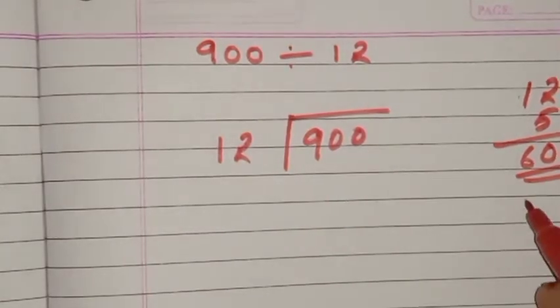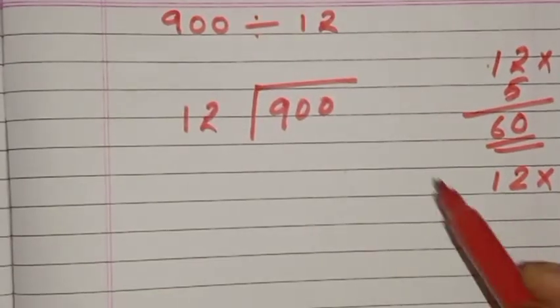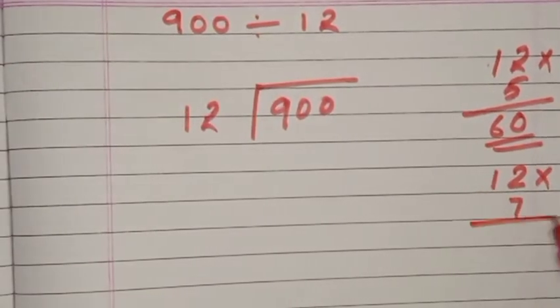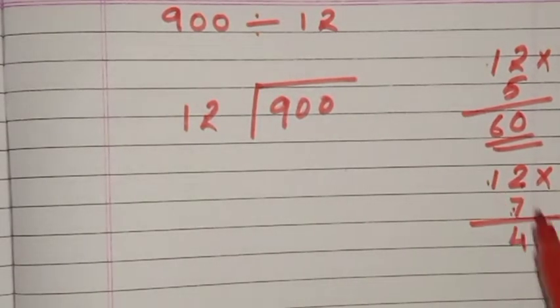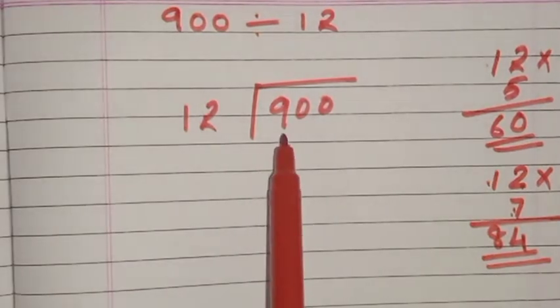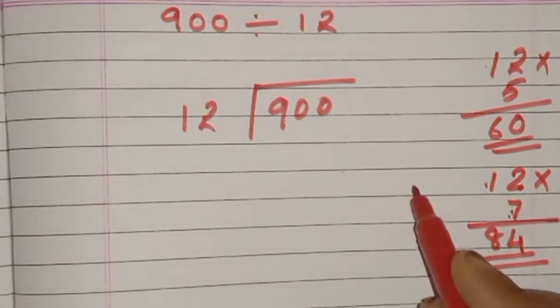Then you take 12 into 7. 7 2s are 14, balance 1. 7 1s are 7, 8, 84. So here 84 is also less than 90. Then you can check this way, you want to check, then find out the answer.